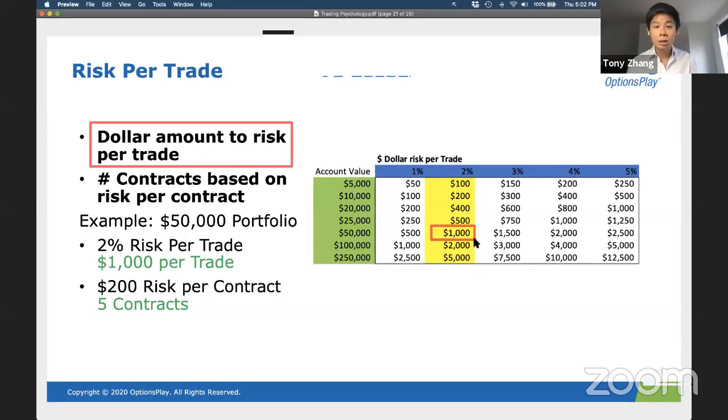If the answer is yes, don't get into that trade. If the answer is no, then you can potentially proceed with that trade. And what you do is you take the amount that you're willing to risk per trade, divide it by the max risk per contract, and that will calculate the number of contracts that you can trade.